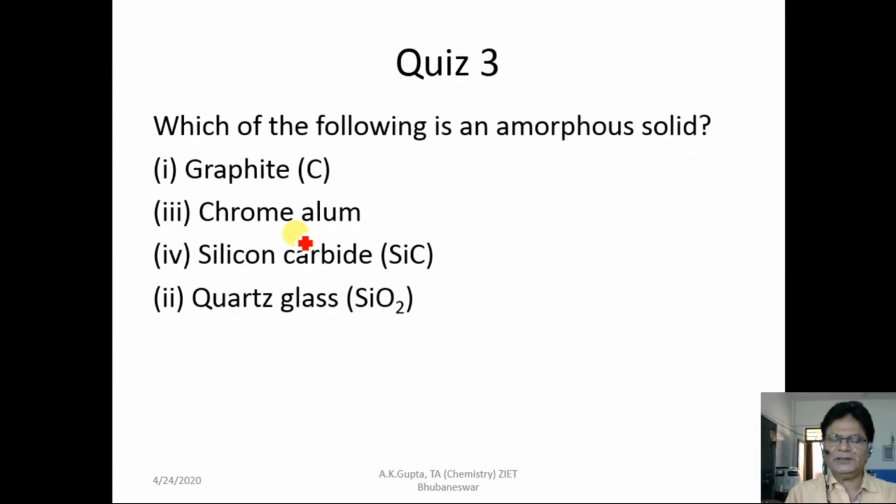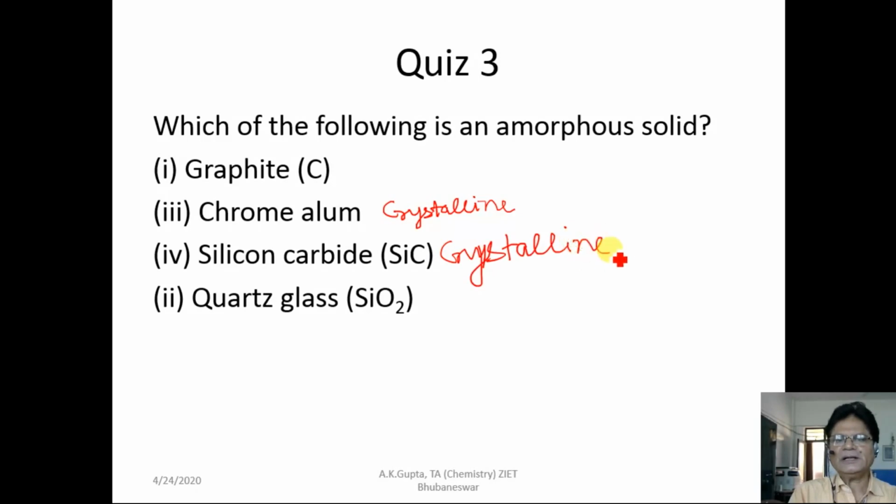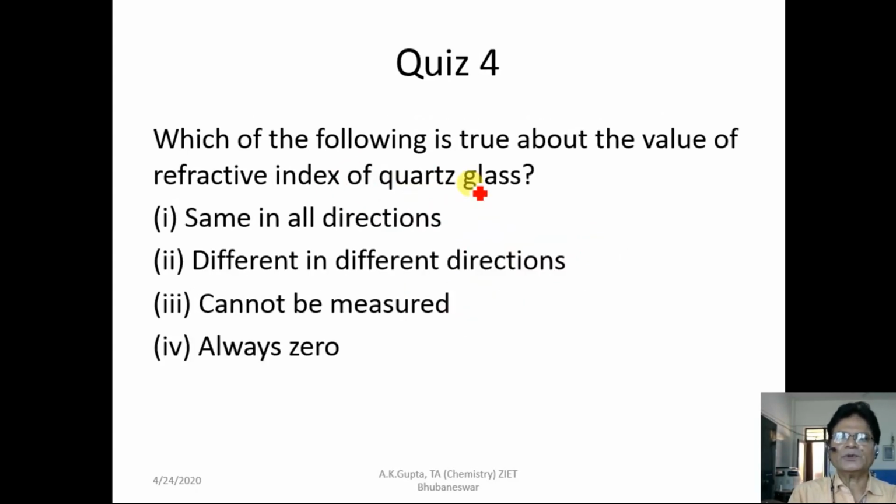Question number 3. Which of the following is an amorphous solid? Graphite, chrome alum, silicon carbide, quartz. Chrome alum is crystalline. Silicon carbide is also crystalline, and quartz is also crystalline. So this is amorphous. Graphite is amorphous. Okay.